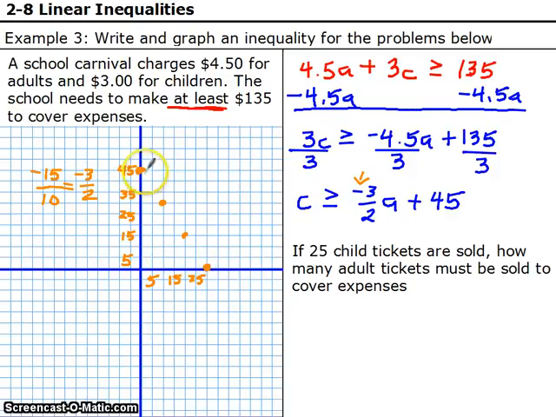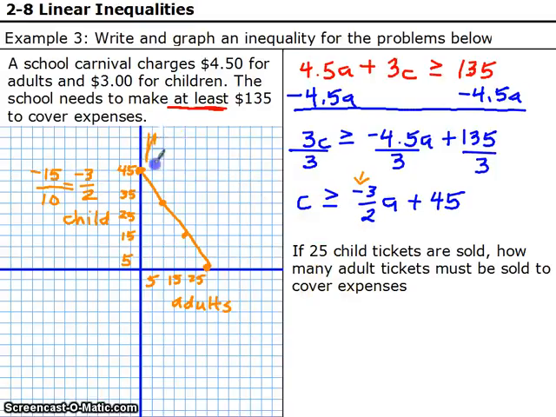This is actually going to be the only part of my graph. We have an equal to, so we're going to use a solid line. I'm not going to go into this section or this section because this is a real world problem. I can't sell negative numbers of tickets, so it's only in the positive quadrant. Let's make sure we label this as well. Down here we have the adults, because A was my x, and over here we have the child tickets, because C was my y.